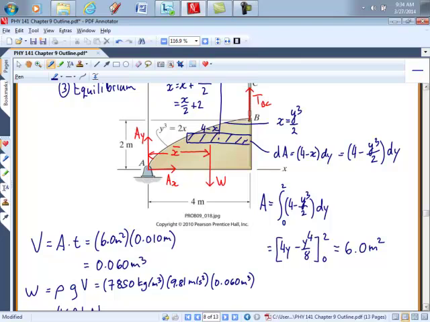Okay, and that's a good reason for actually always drawing your differential area, so that you remind yourself that you're not actually taking this area here, and you're not looking for the centroid of this. You're looking for the other side of the function.